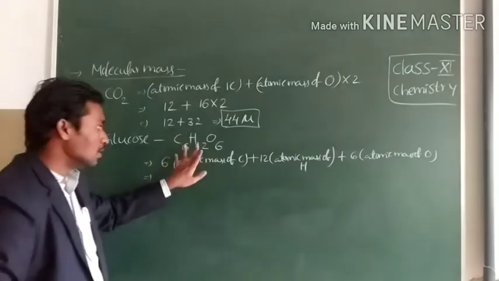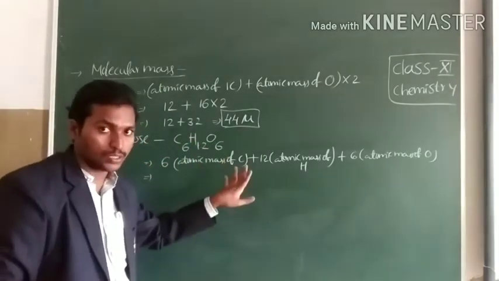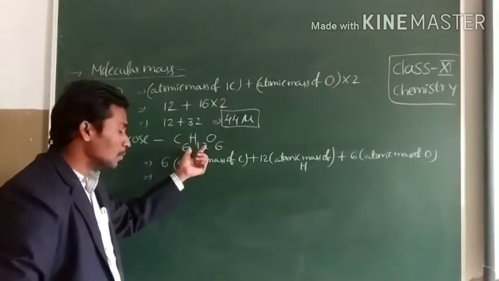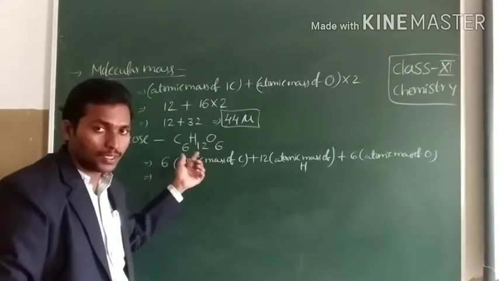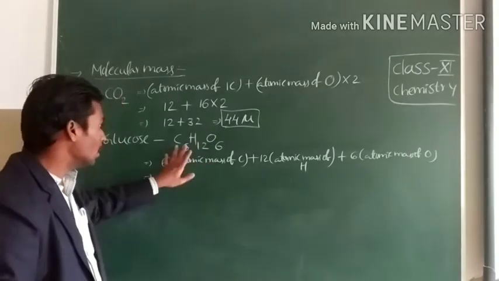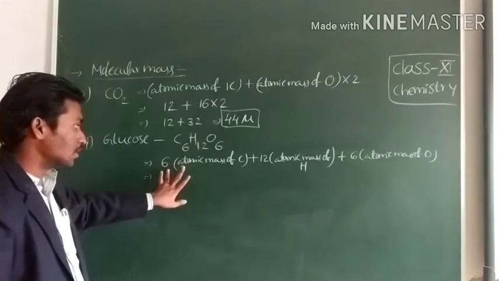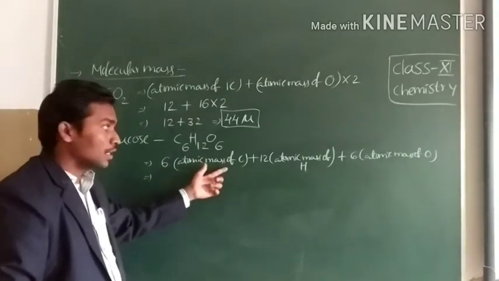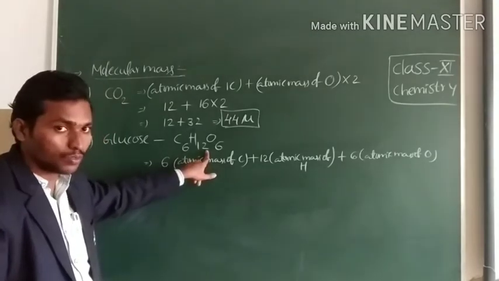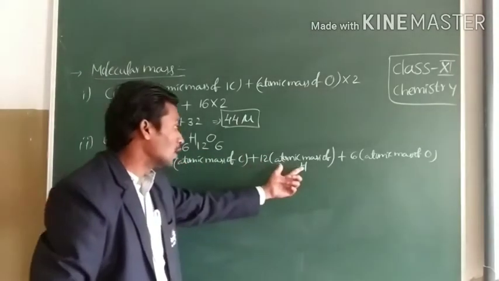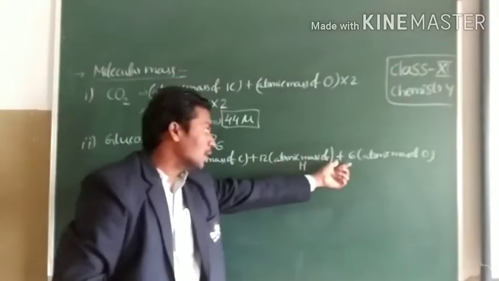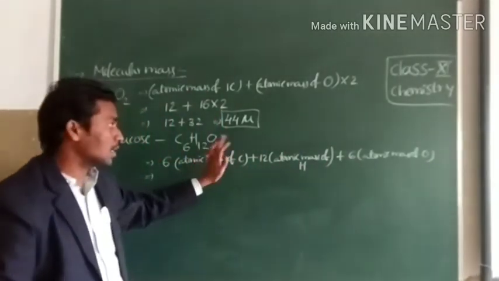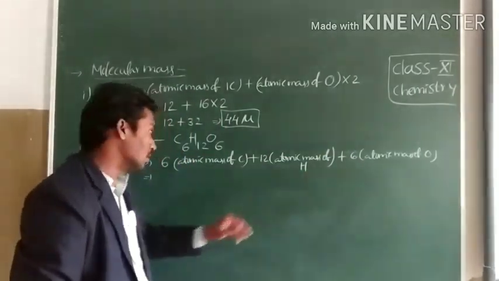Glucose chemical formula C6H12O6. The molecular mass of glucose can be calculated in such a way that the number of carbon atoms is multiplied with the atomic mass of carbon. Number of hydrogen atoms, 12, is multiplied by the atomic mass of hydrogen. Number of oxygen atoms, 6, is multiplied by the atomic mass of oxygen.